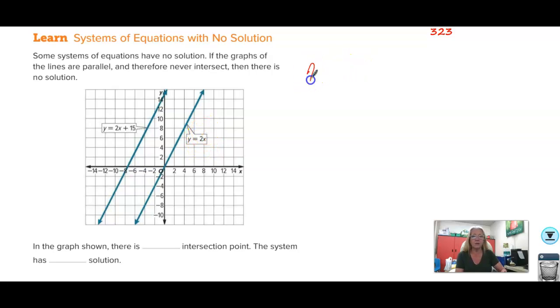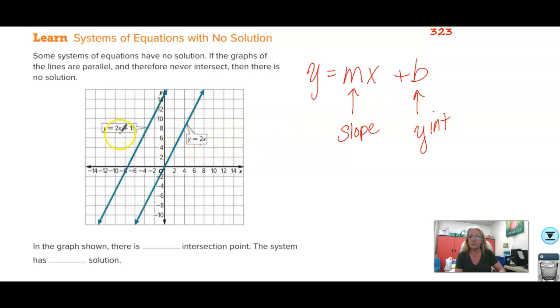Now, remember, our slope-intercept form is y equals mx plus b. This number in front of x is the slope, and this number is the y-intercept. So when we look at these equations, we see that they have the same slope. Now they have different y-intercepts. This one has a y-intercept of 0, and this one has a y-intercept of 15. So that's why this one's graphed up here and this one's graphed down here. But they're changing at exactly the same rate, so they will never intersect. So in the graph shown, there is no intersection point. The system has no solution.